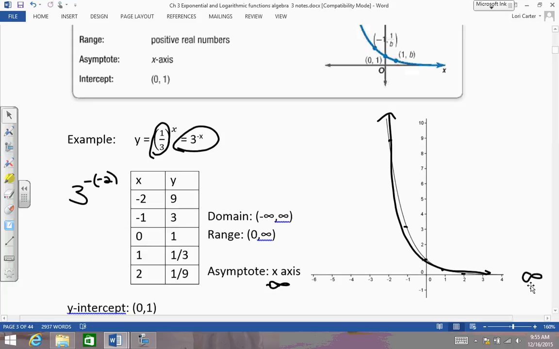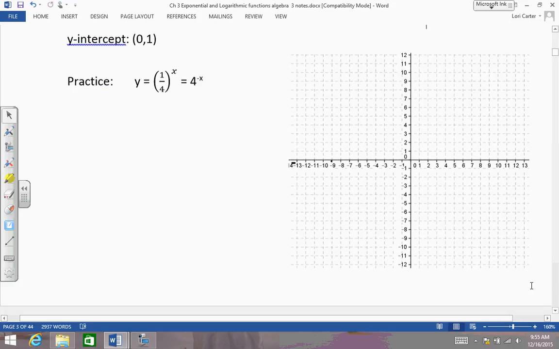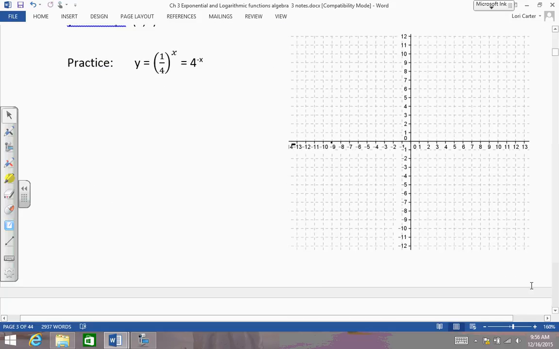Okay, your turn. You're doing 1/4. Okay, check with your neighbors. Did you do your asymptote, your domain, and your range? Am I going to ask you on the test? I hope so.